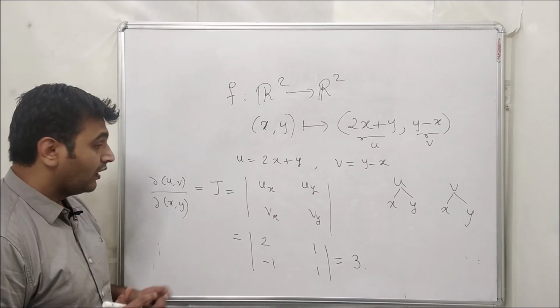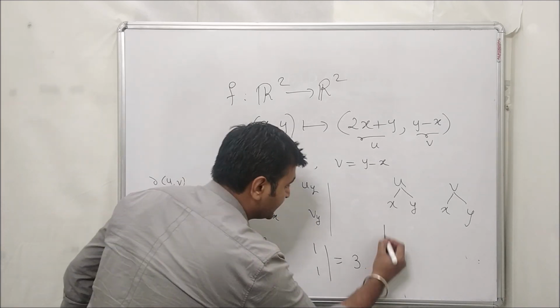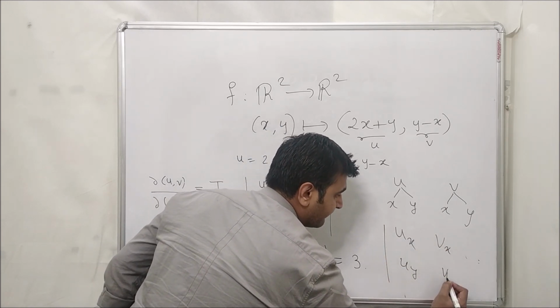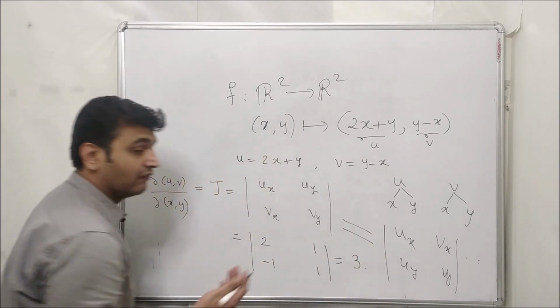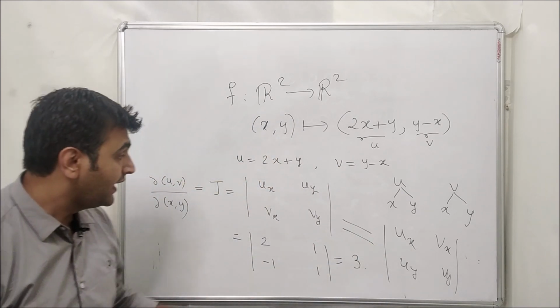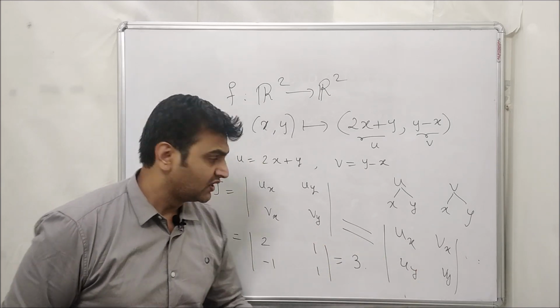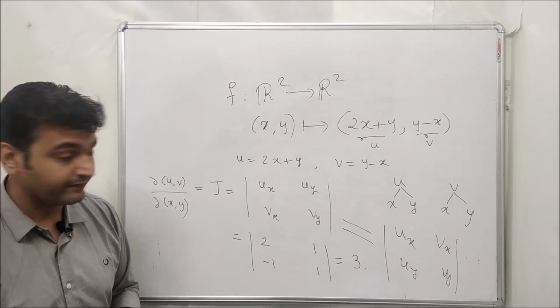So that's one thing. Now some authors, instead of writing in this way, write ux, vx, uy, vy, the transpose. No harm, they both are equal. Why? Because you have seen in matrices that the determinant of a matrix is the same as the determinant of its transpose. So both the notations are fine. Whichever you want to use, you can use that.